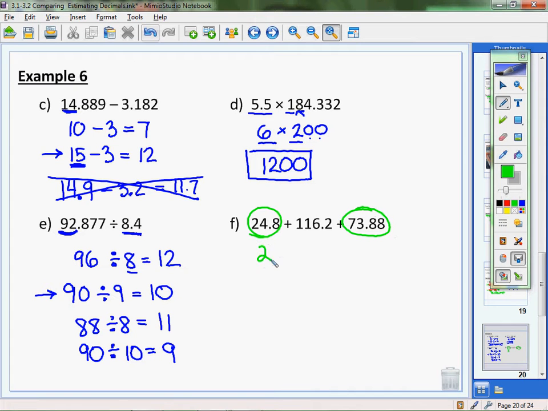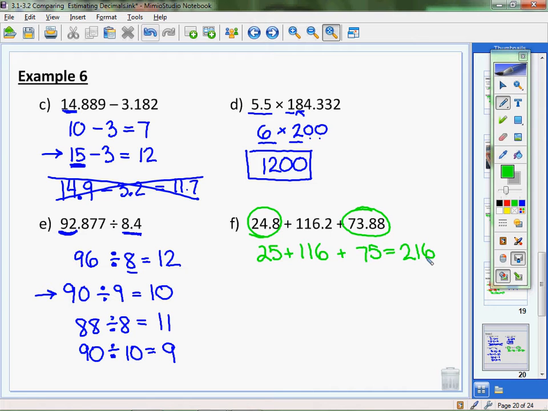This one, the first one, could round to 25, and the second one could round to 75. And we know that 25 plus 75 is 100. And that frees us up to be a little bit more specific with the one in the middle. If we round it to 116, then we've got 100 plus 116, which is 216.